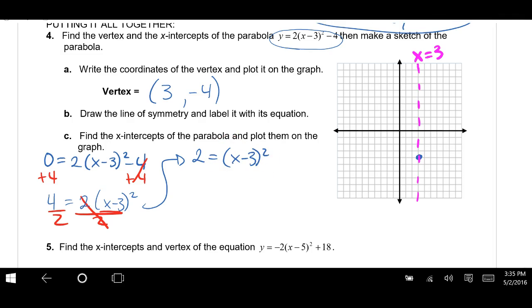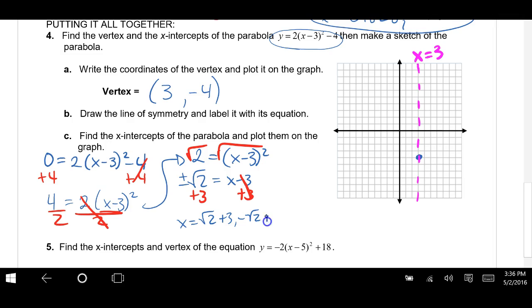Now I can take the square root of both sides. So square root. And again, if I square root a number, don't forget plus and minus the same number. Square root this, I get x minus 3. And now I'll add the 3. That 3 goes away on the right side. Now my first answer will be the positive square root of 2 plus 3. And the second will be the negative square root of 2 plus 3.